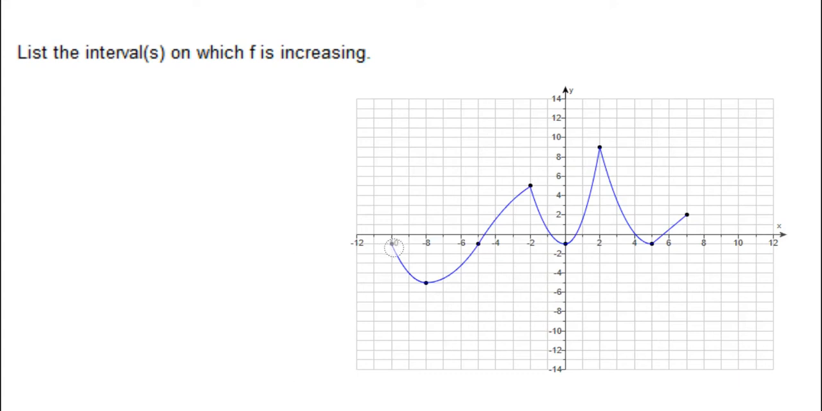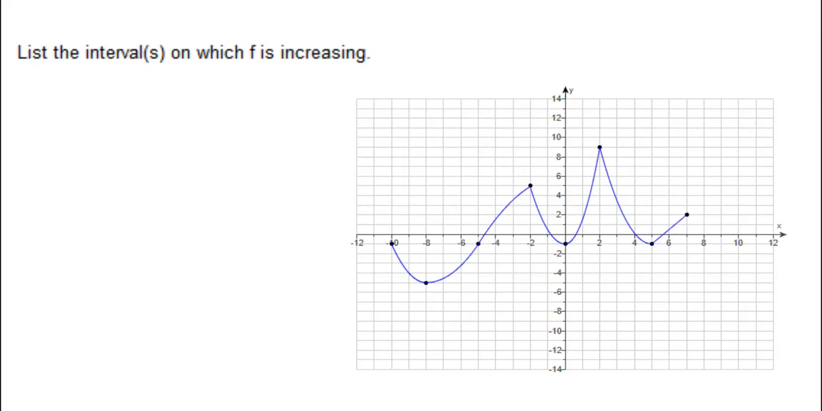Starting from the left, as I trace, my y values are decreasing. Then I get to this minimum value, and then the y values are increasing. Even though there's a point marked here, that doesn't change that the y values are increasing. Then we get to this value here, and now the y values are decreasing. Now increasing, and then decreasing, and then increasing. So now let's label that.